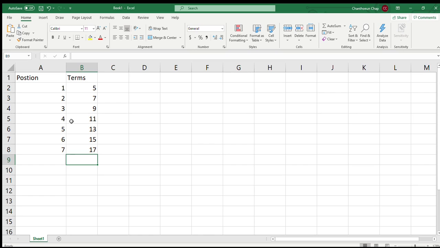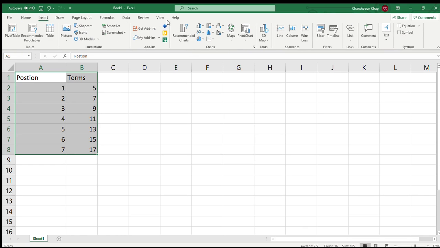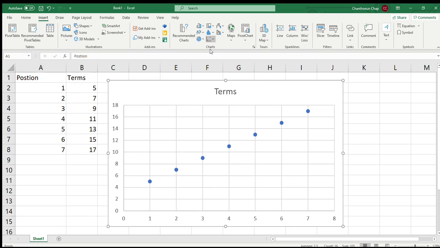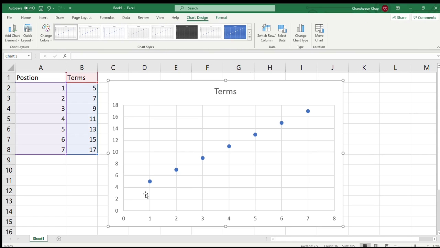Now in part A, we want to do a scatter plot. Highlight the data values, and you can select Insert, and select Charts, and we want a scatter plot. So let's select the first option here for scatter, and we have our scatter plot.